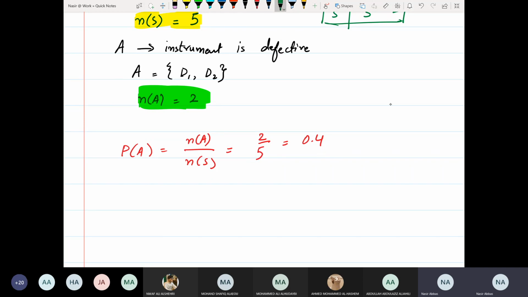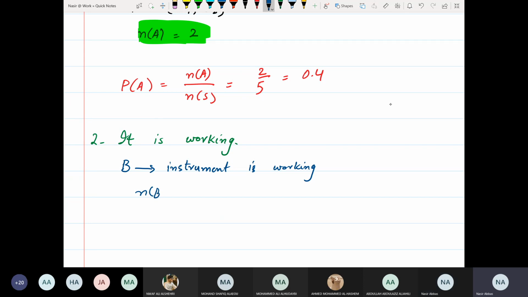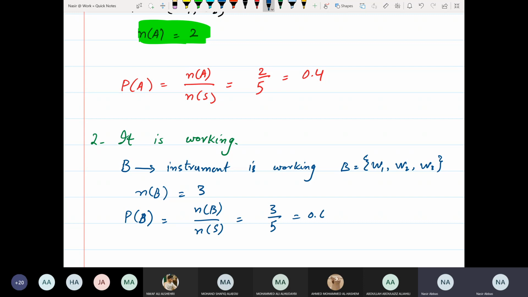Similarly, I can ask you to find the probability that the item is working. You define an event B as the instrument is working. You already have the sample space for this question. So your set B will be W1, W2, W3. So n of B is 3. And finally, your probability of event B will be n of B divided by n of S, which is 3 over 5, which is 60%.